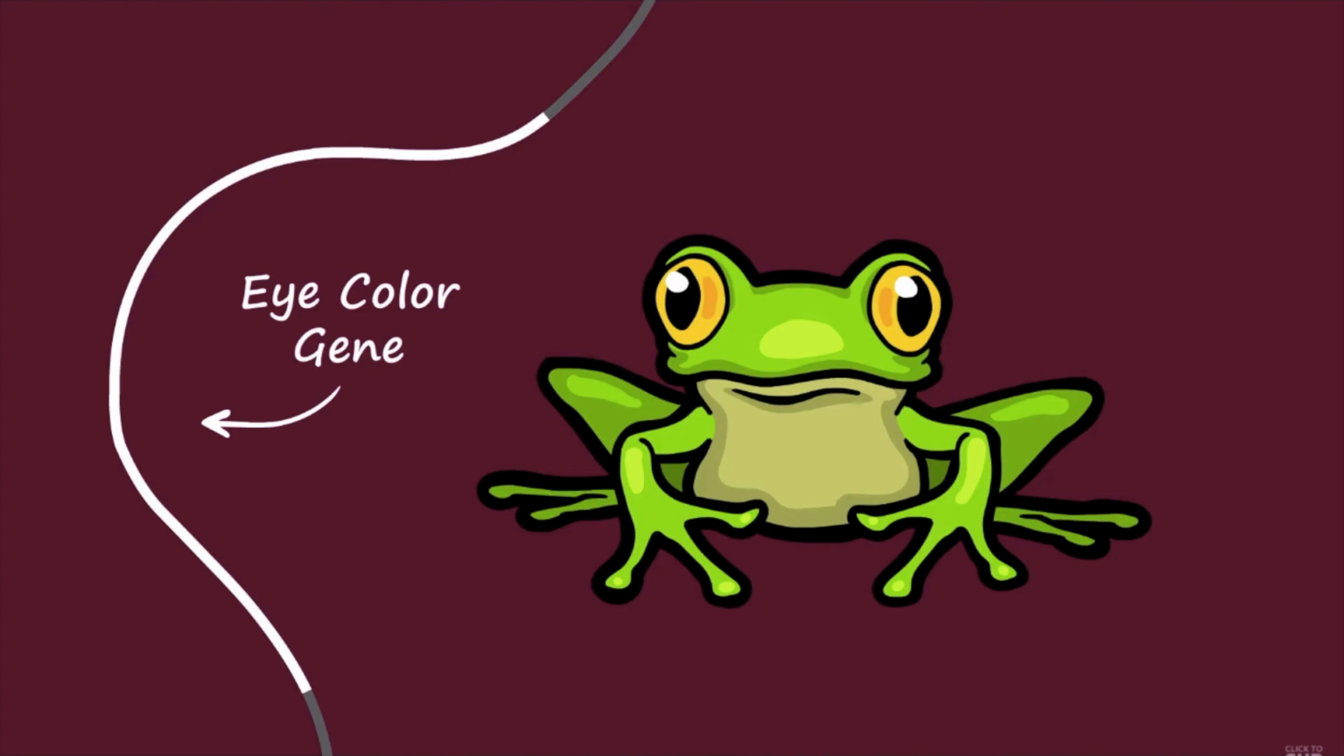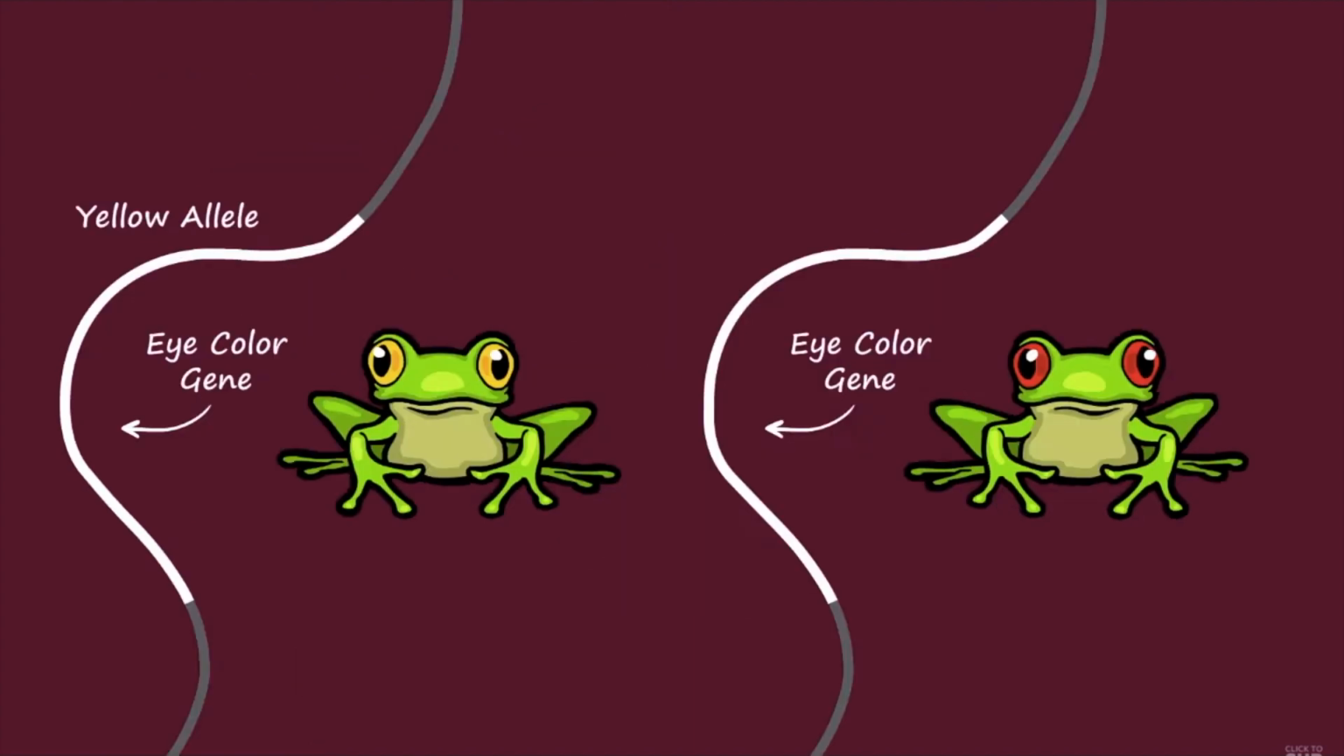This frog has a version of the eye color gene, an allele of the eye color gene, that codes for yellow eyes. He has the yellow allele of the eye color gene. His buddy here has a different allele, a different version of the eye color gene. He has the red allele of the eye color gene.